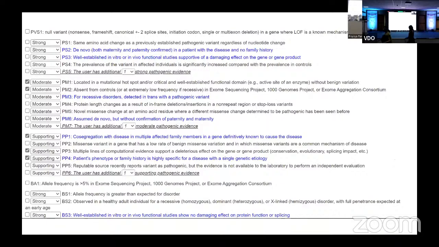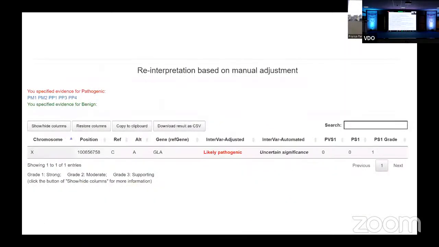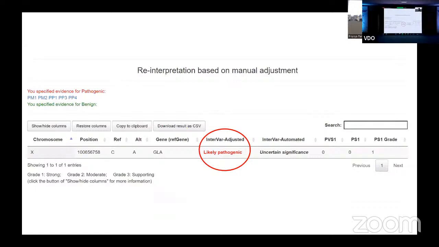So now, after getting this additional evidence, you can see we have ticked two more boxes here, because you can do manual adjustment based on the additional evidence. Now you know that the variant co-segregates with the disease in multiple affected family members, and we have definite evidence in the form of an enzyme assay report. After this adjustment, you see the variant is getting classified as likely pathogenic. So now you are definitely sure about your diagnosis.